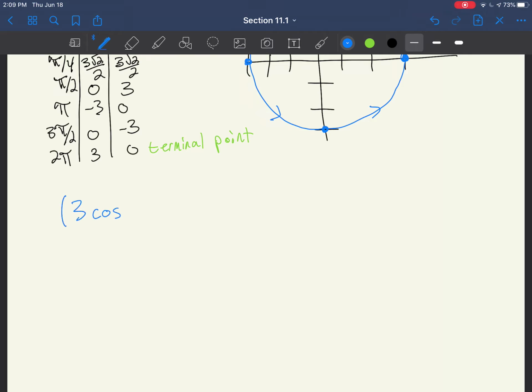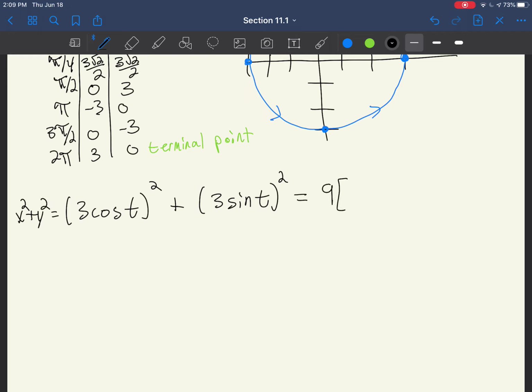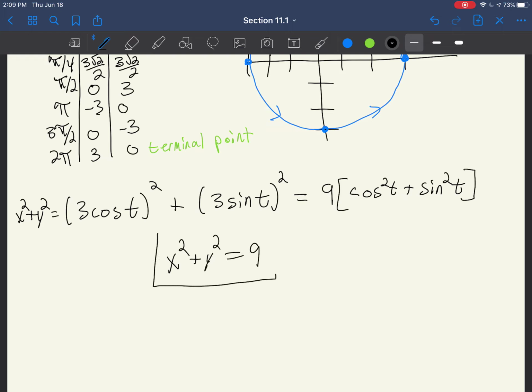If we wanted to write this as a standard equation, if we wanted to eliminate the parameter, we would use the fact that, if we square both x and y and then add them together, so this is x squared plus y squared, then we get 9 times cosine squared plus sine squared. And we know cosine squared plus sine squared is just 1. So we would get x squared plus y squared equals 9.